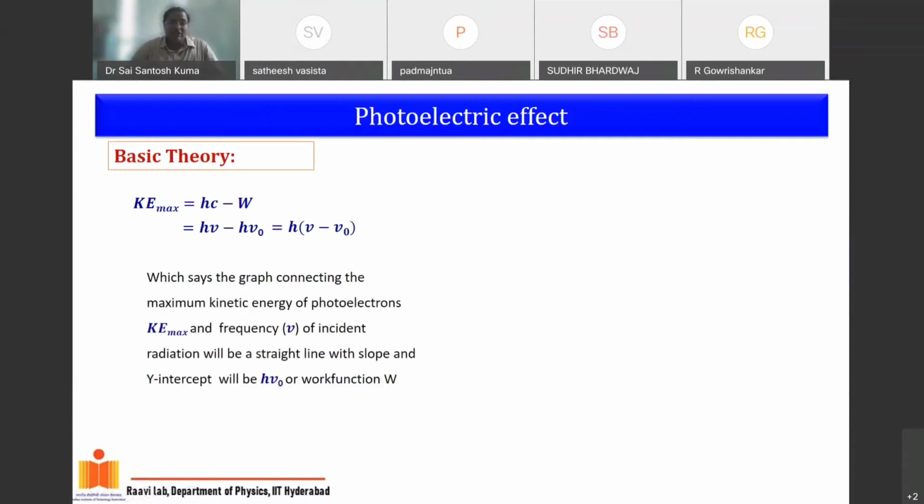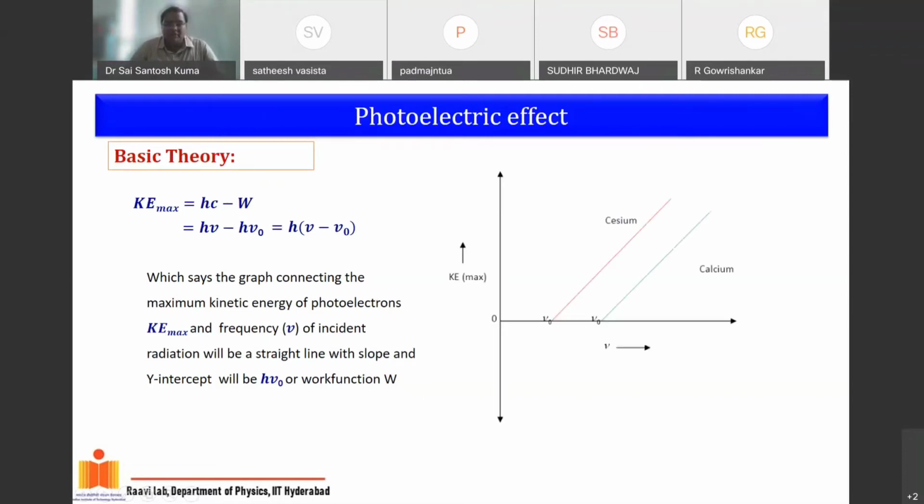So this says that the graph connecting the maximum kinetic energy of photoelectrons, KE max, and the frequency of incident radiation will be a straight line. Okay, this is what it is. Nu minus nu naught, h is a constant. And the slope with the y-intercept would be h nu naught, or the work function. Right? This is how it is.